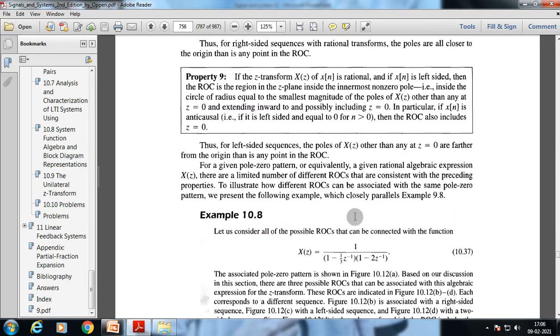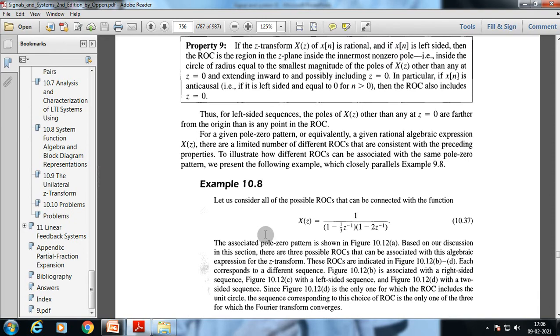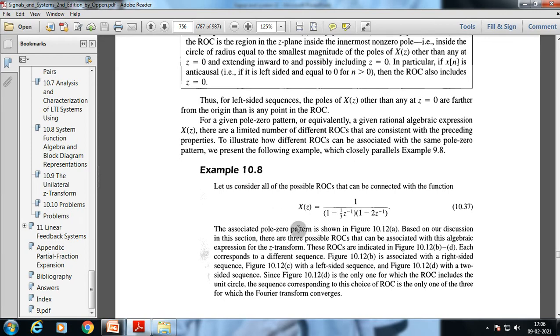Okay, so let's go to another example. Suppose we consider all the possible ROCs that can be associated with the function X(z) = 1/((1 - 1/3 z^-1)(1 - 2 z^-1)). The associated pole-zero pattern is shown here. Based on our discussion in this section, there are three possible ROCs that can be associated with this algebraic expression for the Z transform. These ROCs are indicated here.